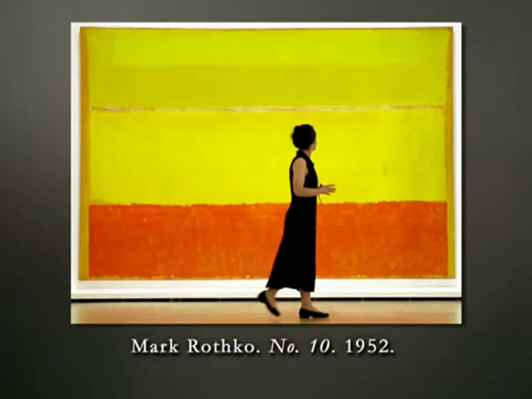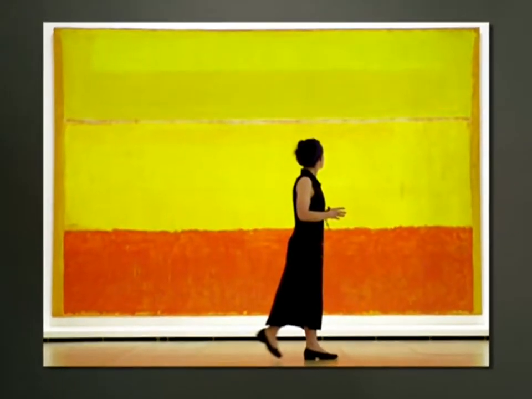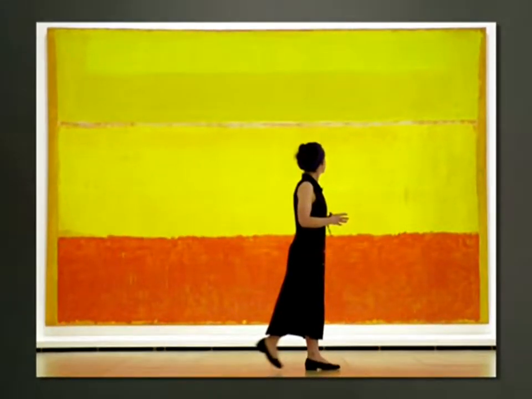So if we look at this work, this is a work by Rothko, a Russian-born American. It's number 10 from 1952. And as you approach the work, as this viewer might, you go up to it and you'll see a sense of scale there. It's so big, and it kind of envelops the viewer.